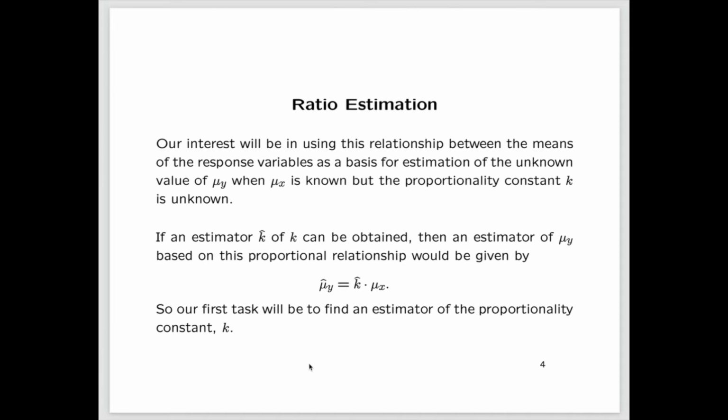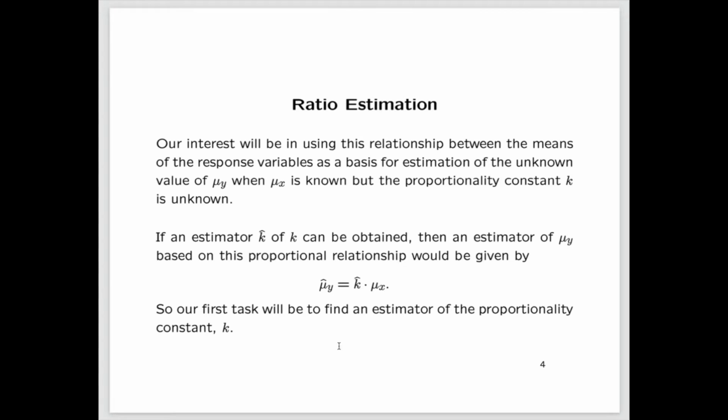Now our interest will be in using this relationship between the means of the response variables as a basis for estimation of the unknown value of mu sub y when mu sub x is known, but the proportionality constant k is unknown. Now, if an estimator of k can be obtained, and we will denote such an estimator of k by k hat, then an estimator of mu sub y based on this proportionality relationship would be given by the following. Our estimate of mu sub y, mu hat sub y, is equal to k hat times mu sub x.